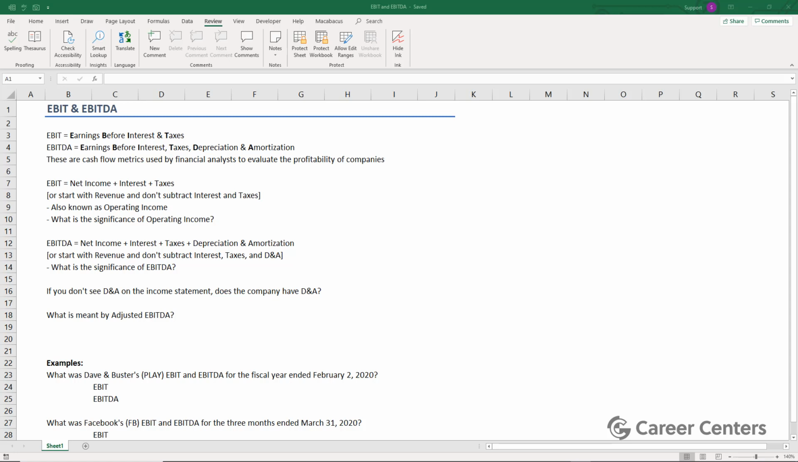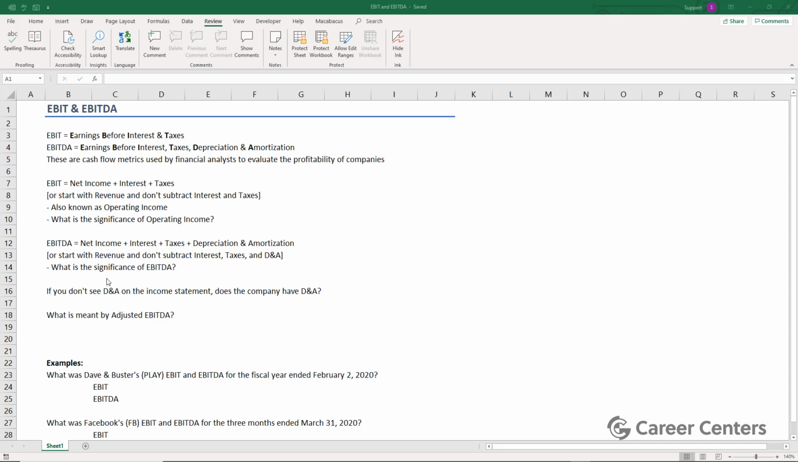What is meant by adjusted EBITDA? Adjusted EBITDA takes EBITDA one step further and adds back certain items that a company doesn't feel reflects its true cash flow, such as the restructuring charge. Note that this is a company-specific adjustment, and for that reason, it may not be that reliable, but it is still widely used by companies and financial analysts.